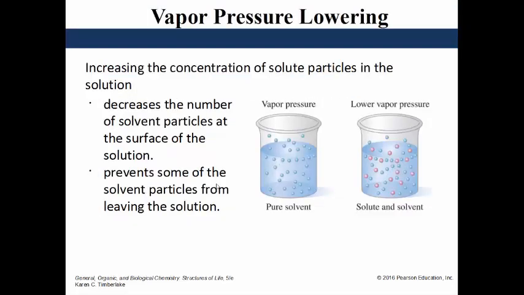Increasing the concentration of the solute particles in the solution decreases the number of solvent particles at the surface of the solution. This will prevent some of the solvent particles from actually leaving the solution. So let's say this example here is one we've talked about before, the water and then adding the salt to it. In this beaker would be just a pure solvent, just pure water. And in this beaker here we have the solute plus the solvent. So for our example, adding the salt to the pure water. And by doing so, since you're adding the solute to the solvent, you're actually lowering the vapor pressure. And this also prevents some of the particles of the solvent from escaping the solution.